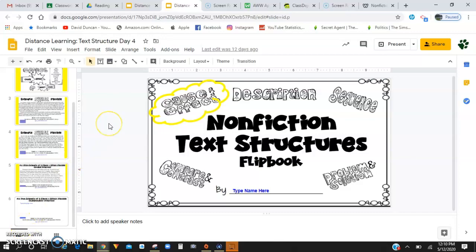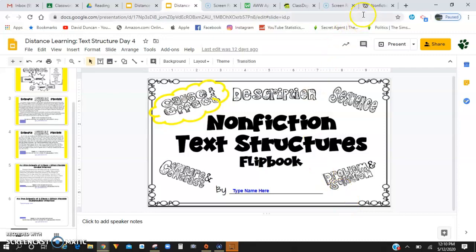All right, welcome to Distance Learning Text Structure Day 4. We are going to be focusing on cause and effect text structure right now. Cause and effect is really similar to problem and solution. These two text structures are very similar. It's important to understand the difference between the two, and we're going to hopefully try to discuss the difference, but don't be surprised if you struggle with these two because it can be very similar.